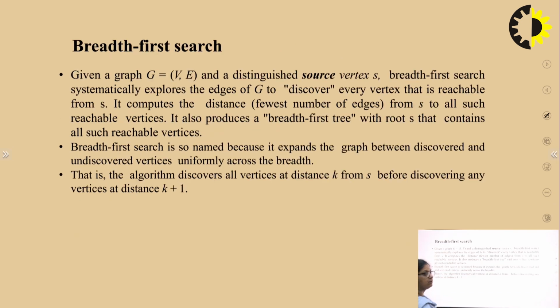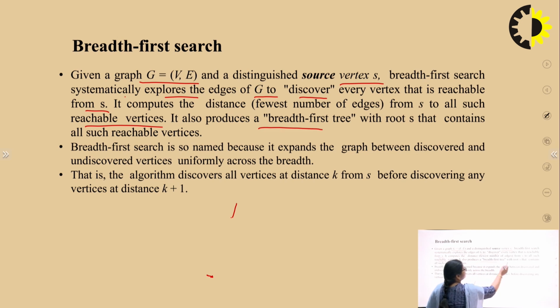Breadth first search, the first one. So what are we given? The set of vertices V and the set of edges E, and my starting vertex is S. Breadth first search systematically explores the edges of G to discover every vertex that is reachable from S, as I told, the traversal. It computes the distance from S to all such reachable vertices. It produces a breadth first tree with root S.